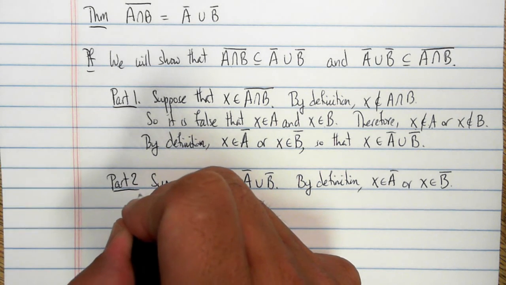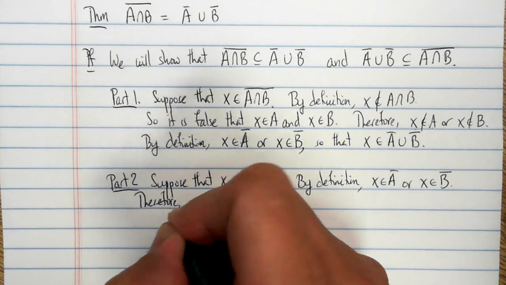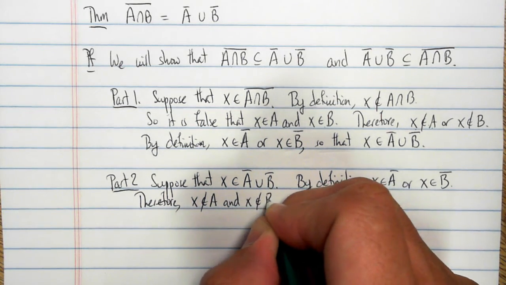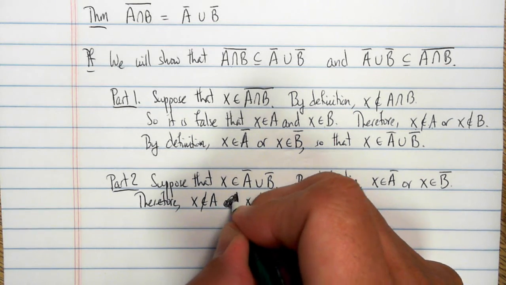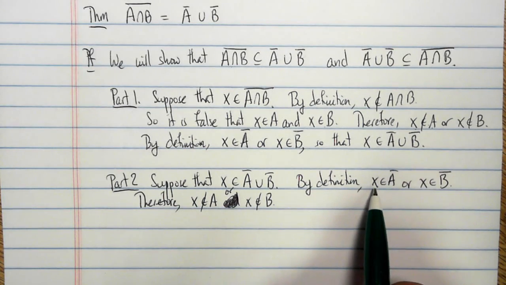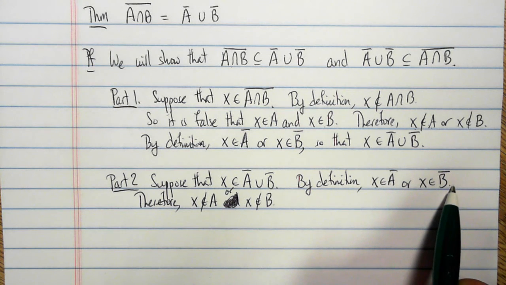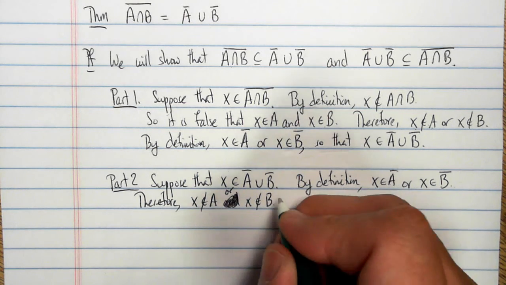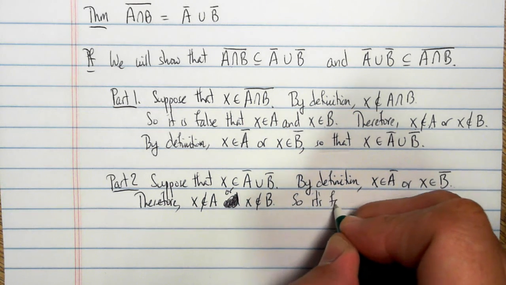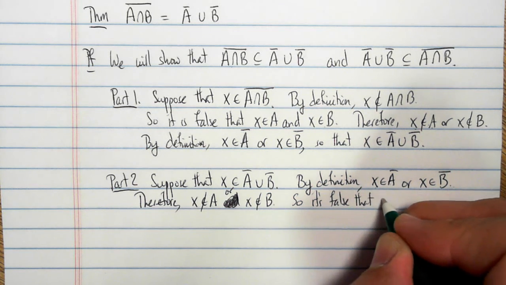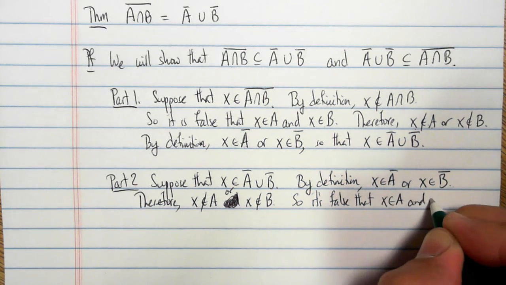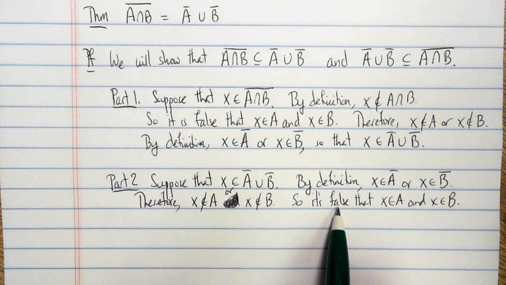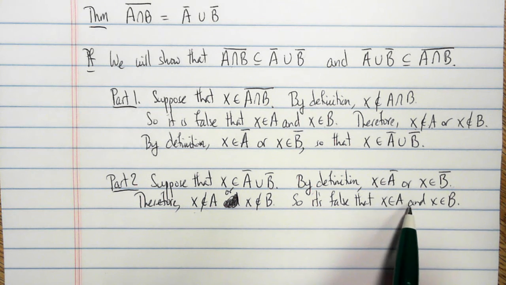So, therefore, by definition of complement, x is not in A or x is not in B. Okay, so it is true that x is not in A or x is not in B. So it's false that x is in A and x is in B. This statement is true, and therefore the negation is false. It's false that x is in A and x is in B.